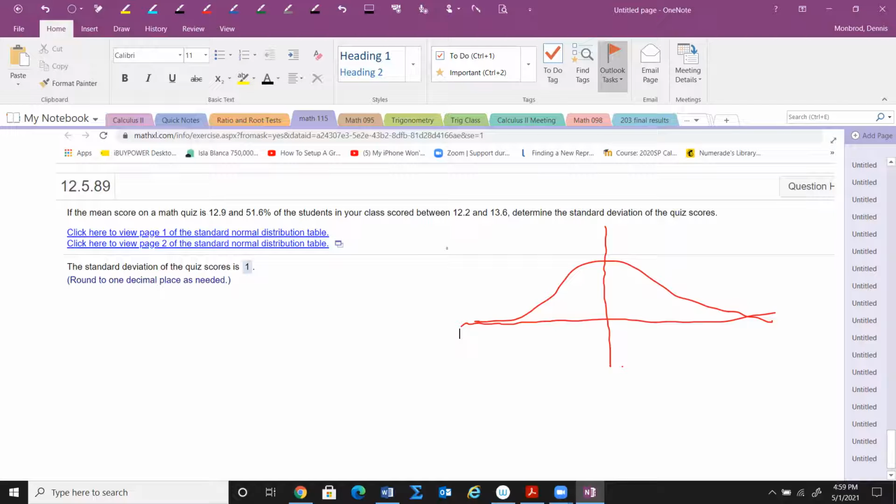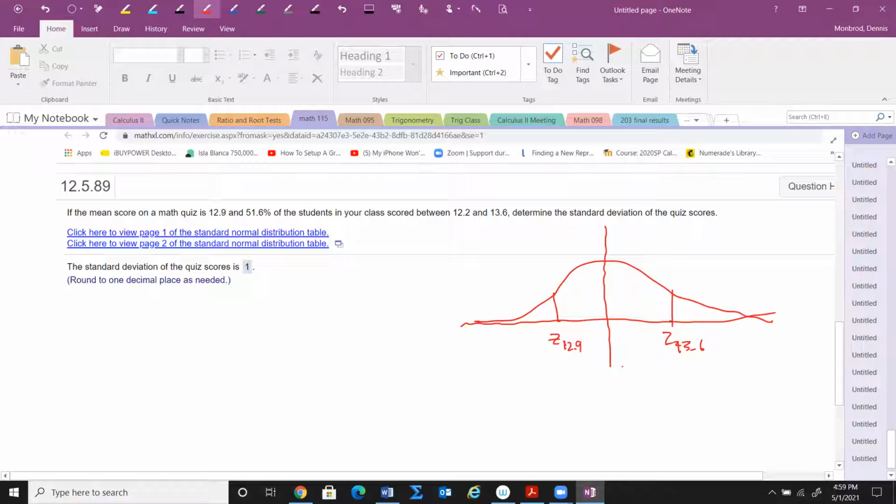Okay, so we don't know what the z-scores are. That's the thing. But we do know that whatever's going on in here, between these two scores, Z1 and Z2, where Z2 is associated with the 13.6 and Z1 with the 12.9, those are the two numbers that would come up. And the area that we have here is the 51.6%. That's what's in between here.